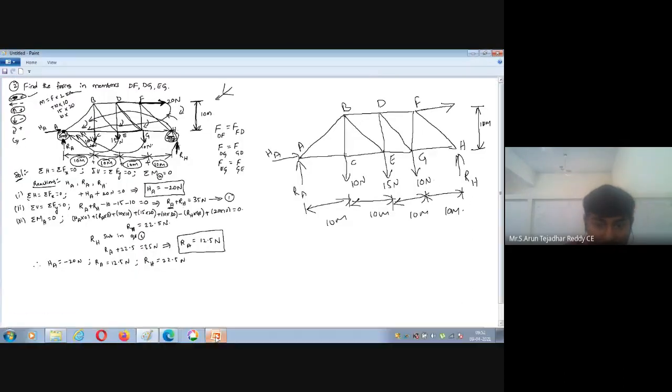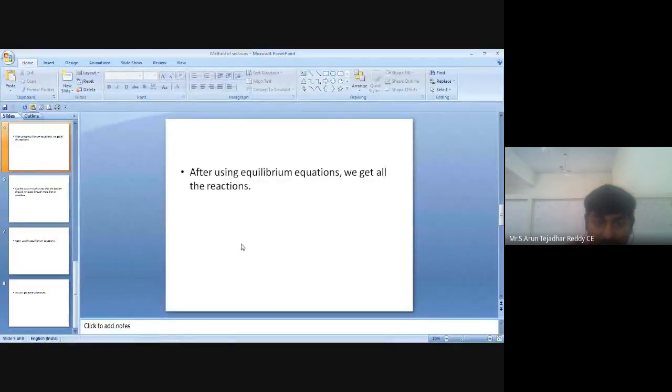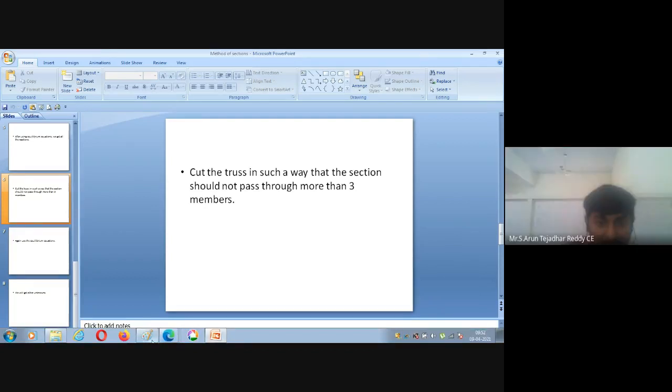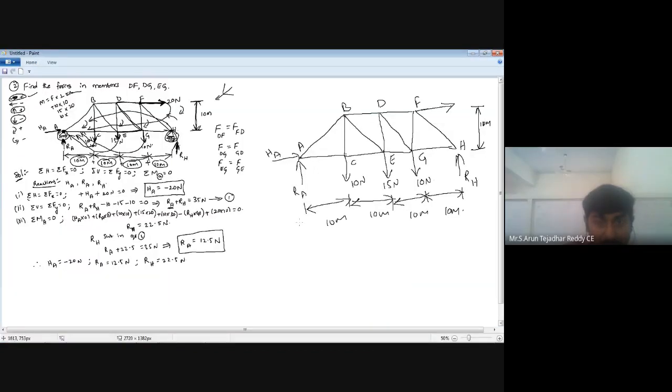So what is the next step here? After completion of using equilibrium equations, we get all the reactions. So we got all the reactions now. And this is the important point. Cut the truss in such a way that the section should not pass through more than 3 members. See, already he given in this problem, so don't worry.